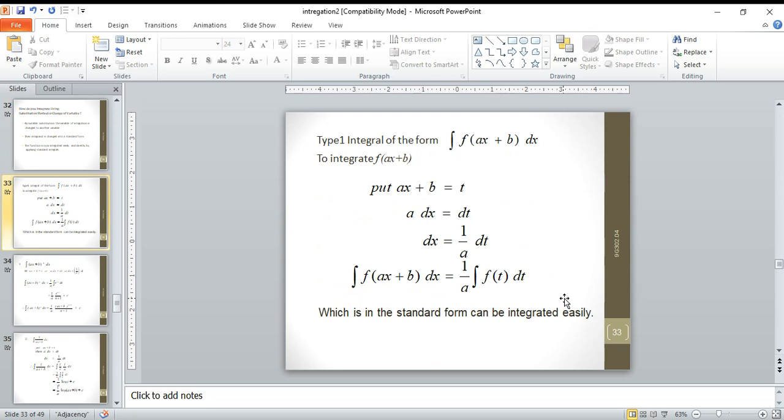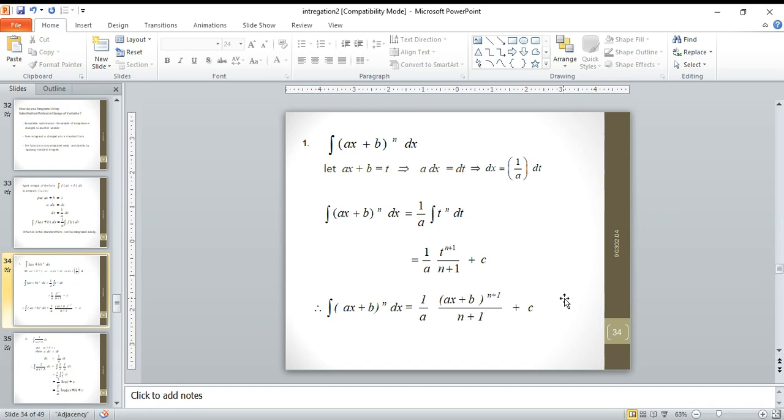Type 1: integrand of the form integration f of ax plus b dx. To integrate f of ax plus b, put ax plus b equal to t. Apply derivative on both sides: a into dx equals dt, so dx equals 1 by a dt. So integration f of ax plus b dx equals 1 by a integration f of t dt, which is the standard form and can be integrated easily. So our question in ax plus b is converted to t.